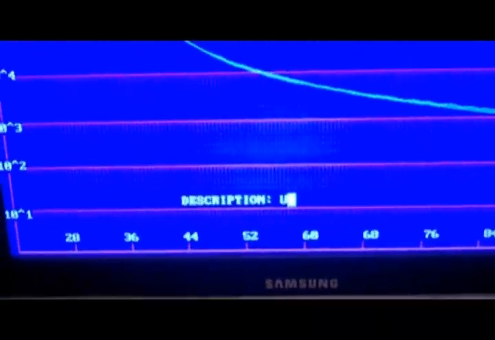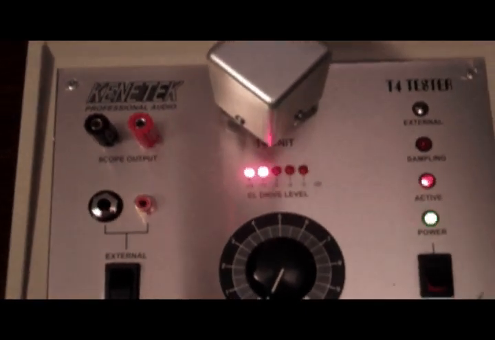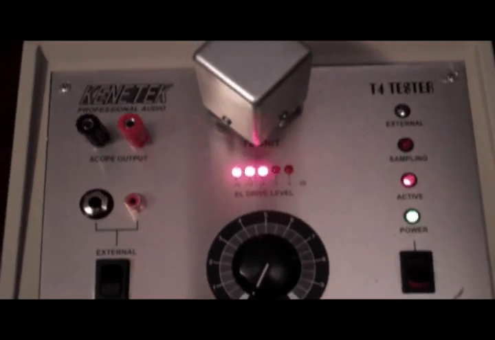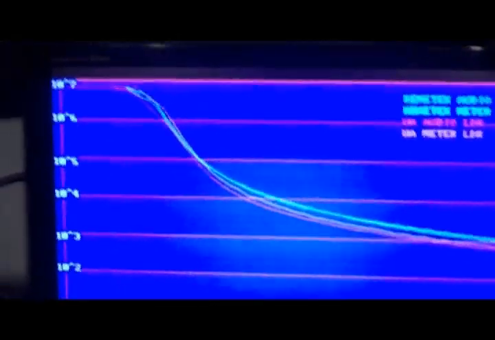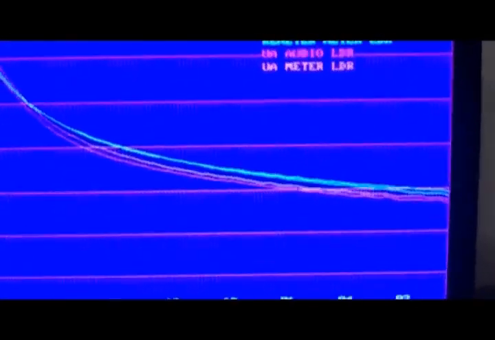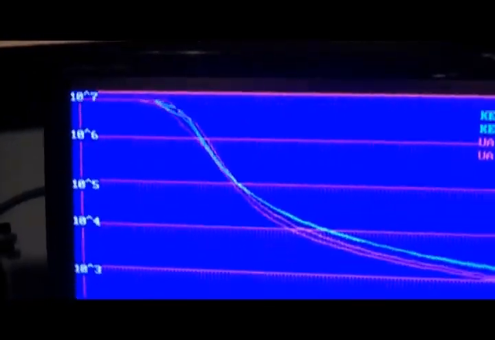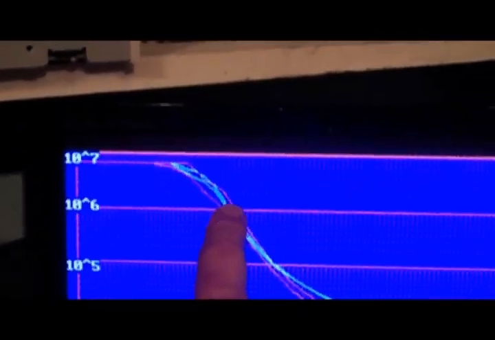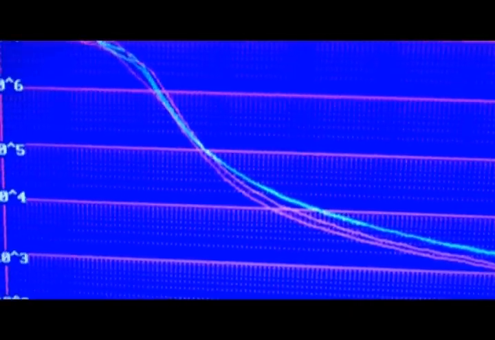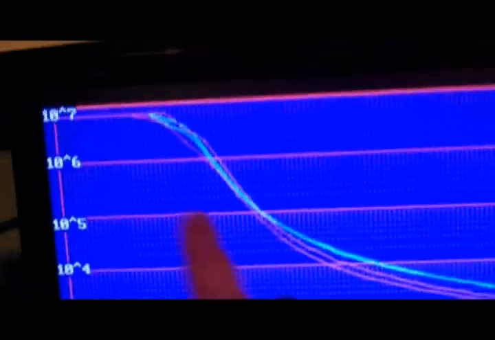Okay, let's test the Universal Audio reissue. And this time we'll look at the little LED indicator that shows the voltage, and you'll see that the voltage is gradually being increased. And that is the response of the UA. And you can see that the response is very similar, but this is the key difference. The slope of the UA cell is steeper than the slope of the Kenetek cell.